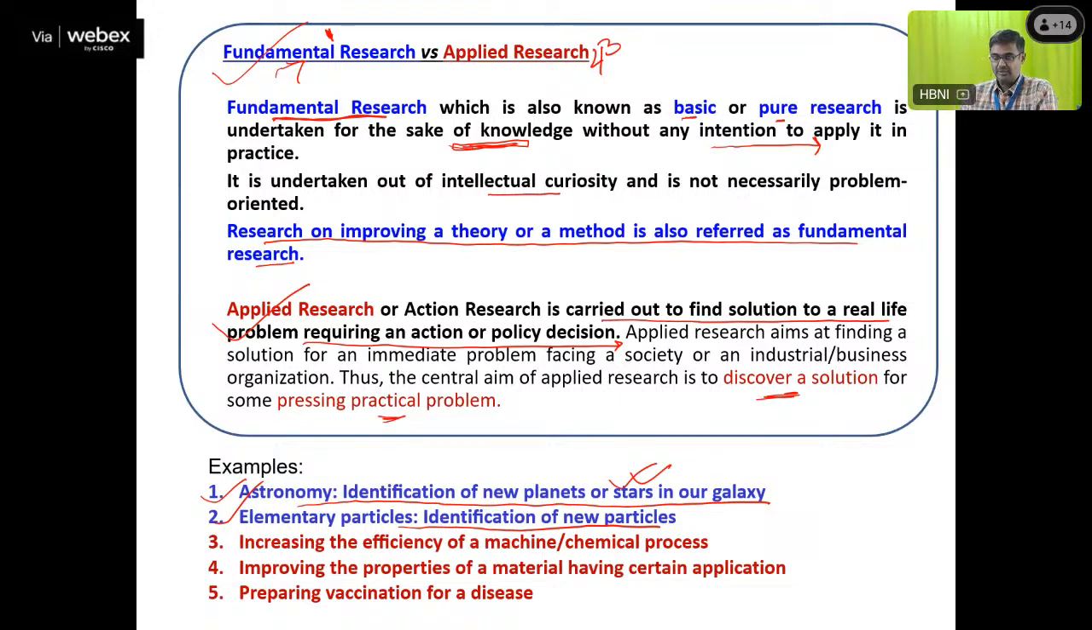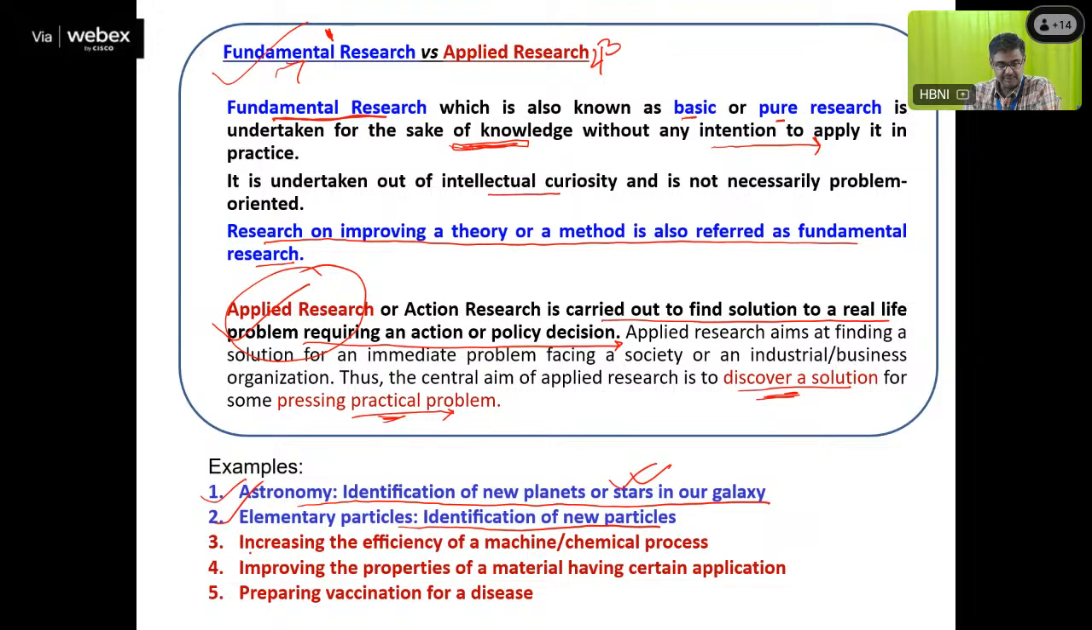So one applied research can be how to discover a solution to this pressing practical problem. You can develop a biomass utilization plant where you can effectively convert this biomass into useful chemicals instead of stubble burning. So you discover a solution to a pressing and practical problem, then that becomes applied research. But ultimately, you have to go to the plant level.